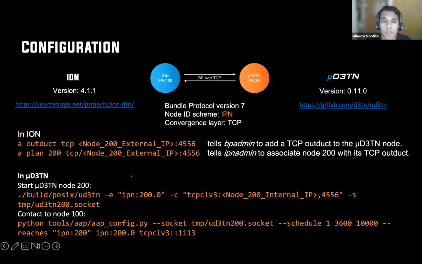So in MicroDTN, once the node is built, new contacts are added via a configuration endpoint, and this can be accessed by the AAP config command in order to specify the address of node 100, the start and stop times of the contact with the ION node, and the link's data rate.